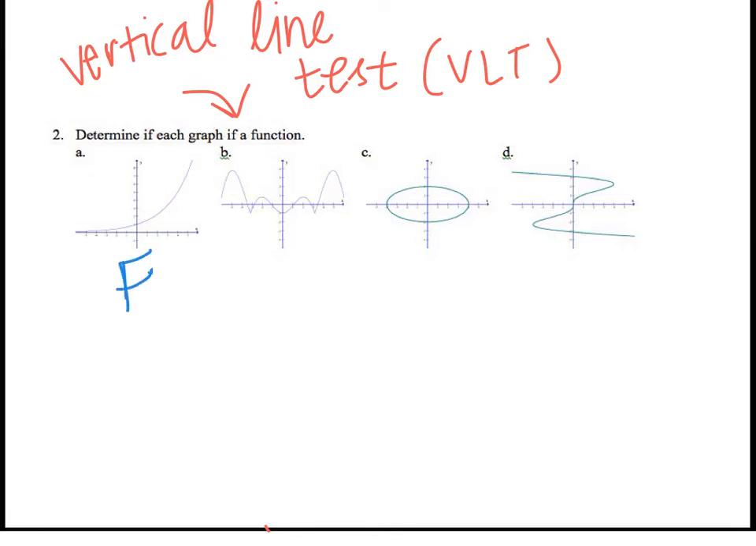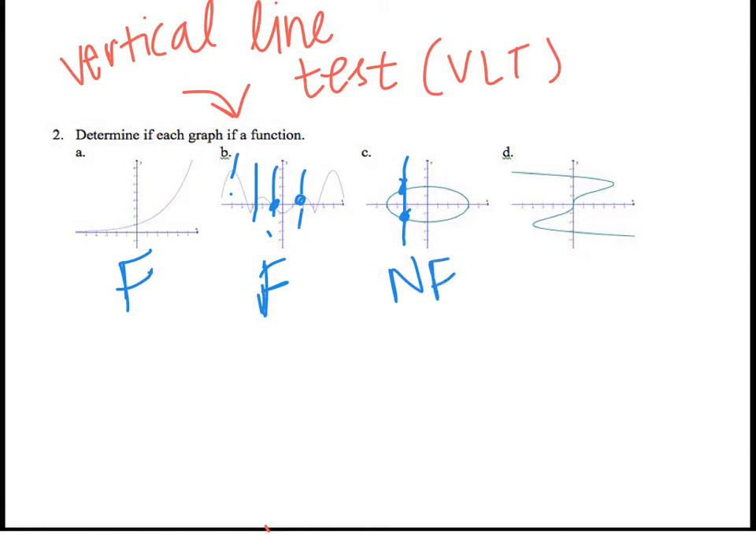Okay, let's look at our second one again. I'm looking at it, drawing some vertical lines. It should only pass my graph once. It is also a function. Now I'm getting to this oval shape here. As soon as I draw a line, I see it hits twice. It hits once there and there. So at that point, it's failed, and this graph is not a function. I don't have to check anywhere else.